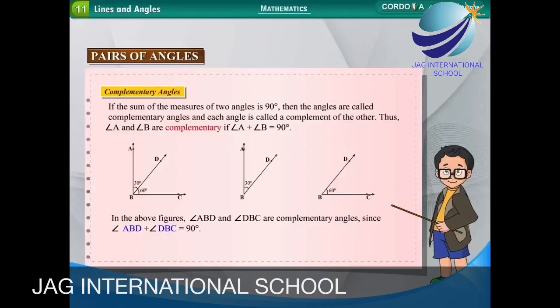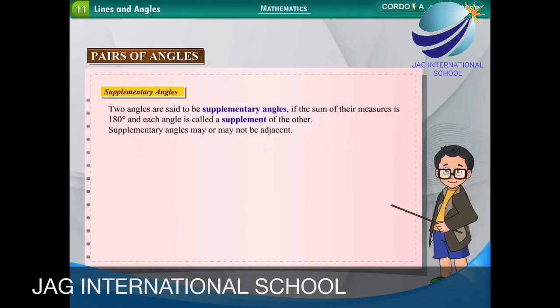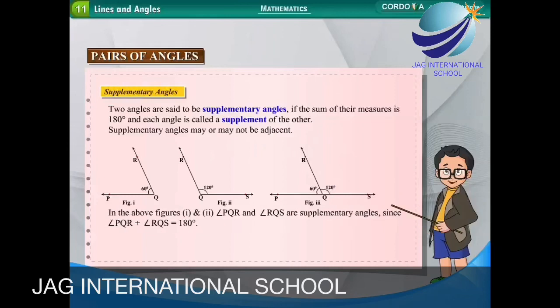Supplementary angles. Two angles are said to be supplementary angles if the sum of their measures is 180 degree and each angle is called a supplement of the other. Supplementary angles may or may not be adjacent. In the above figures 1 and 2, angle PQR and angle RQS are supplementary angles, since angle PQR plus angle RQS is equal to 180 degree.